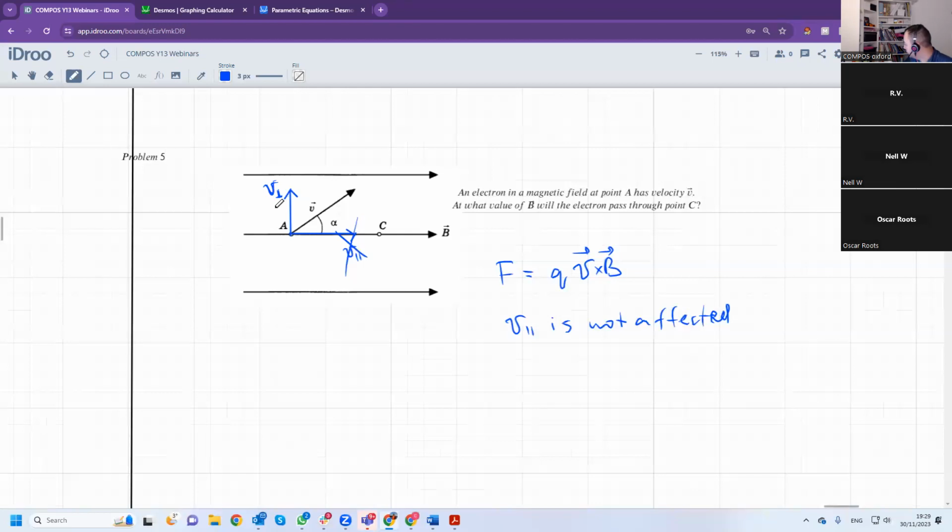However, the electron is not only moving like this. It also has a component parallel to the magnetic field. So it would move in a spiral. The electron would spiral, and basically it would go into the page, then like this, and return and go through point C. So this is A, this is C, and the electron would go like this and hit C.